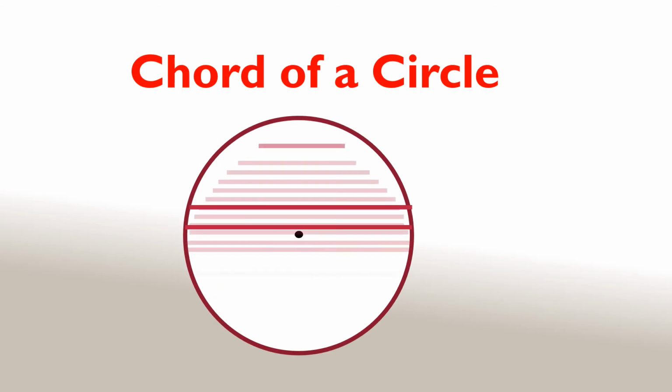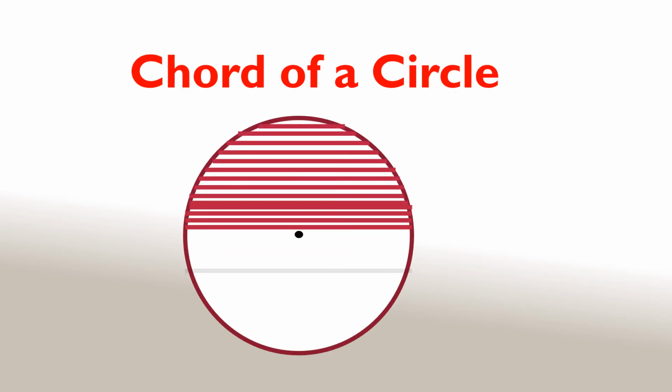Now children, let us see what is chord of a circle. A chord of a circle is a line segment which joins any 2 points on the circle. So if you start joining 2 points on the circle, you will come to know that you can have as many chords as you want on a circle. All chords are not of equal length. This you have to keep in mind.